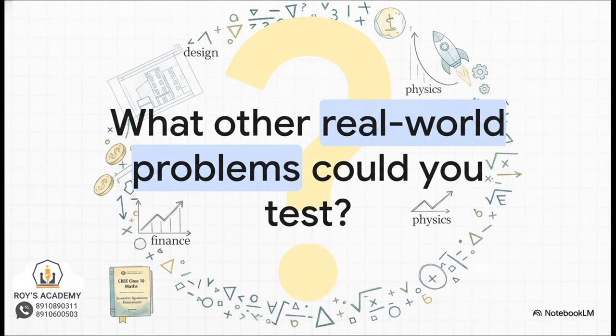It makes you wonder, doesn't it? What other real-world problems, maybe in design or finance or even physics, could you test for possibility using this simple, powerful tool? This was an initiative from the ROS Academy faculty team, and today we've learned about the discriminant and the nature of quadratic roots for CBSE Class 10 Mathematics.